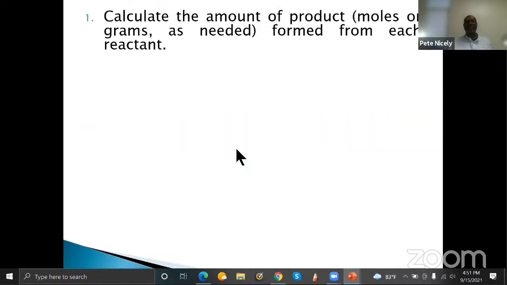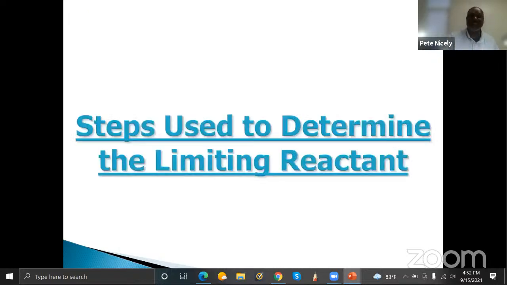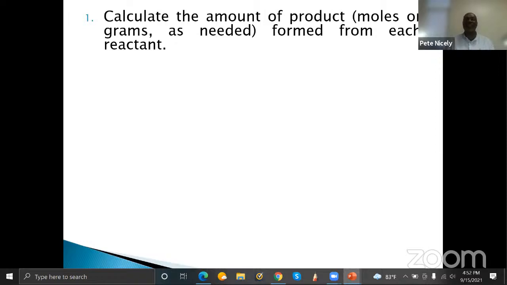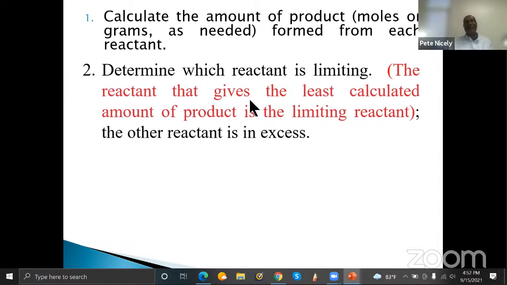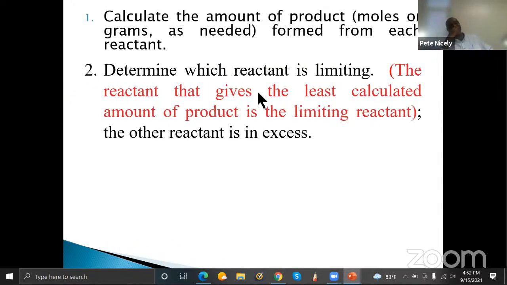So let's talk about the steps that we need to take in order to determine which reactant is limiting, all right? The first step is that we calculate the amount of products formed from each reactant. And in actual fact, come to think of it, you don't need to calculate the grams. You could just stop at calculating the moles, but you can calculate the grams if you want to. It won't affect anything. But typically when I do problems of this type, I calculate the moles of product formed from each reactant. And then we determine which reactant is limiting.